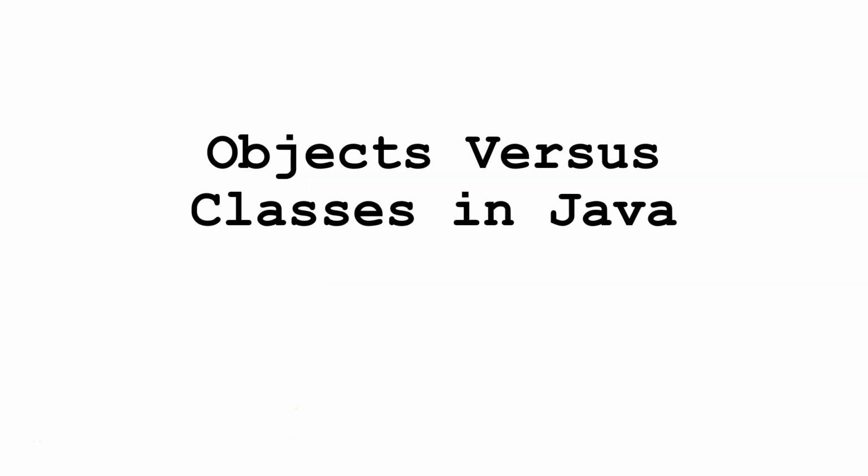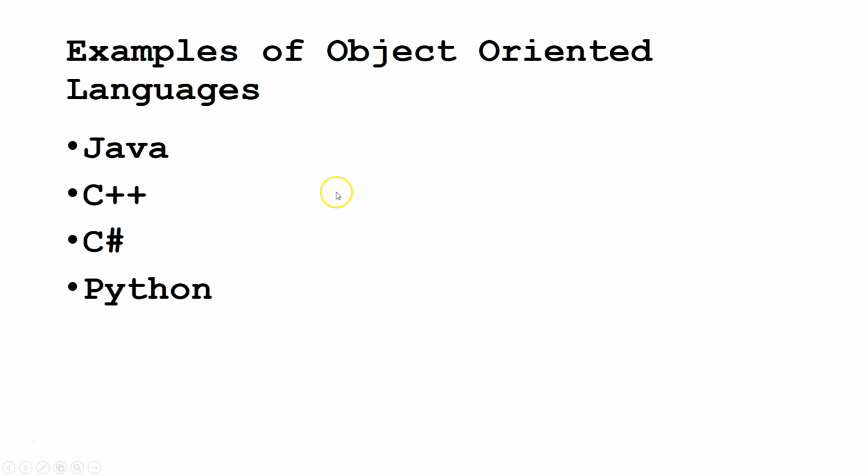In this lesson, we're going to talk about the difference between objects versus classes in Java. Now, you'll sometimes hear me, instead of using the term objects, use the term instances of classes, or instances. I'm using that as an alternative for objects. Examples of languages that use an object-oriented paradigm: Java, C++, C#, and Python. There's many more, but these are four major ones.